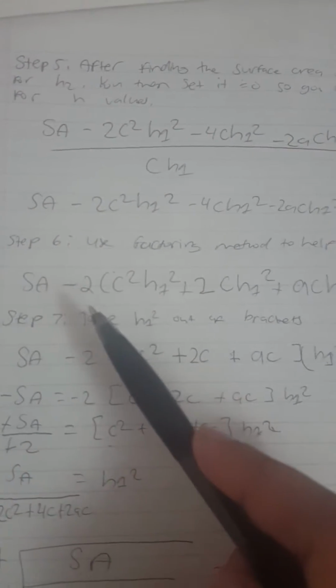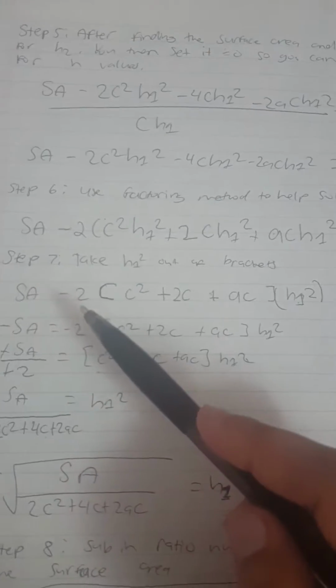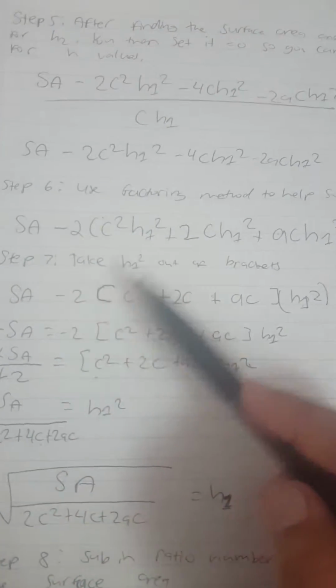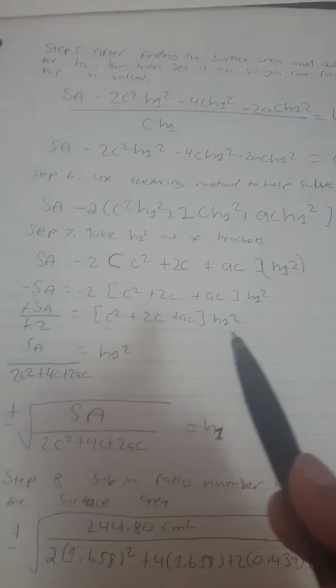Now, you're going to use the factoring method and factor out whatever you can. When I factor it out, I get negative 2 out. So it's going to be surface area equals negative 2 times C squared H1 squared plus 2CH1 squared plus ACH1 squared. After negative 2, there is CH1 squared, so it's negative 2 times C squared plus 2C plus AC, and I take the H1 squared outside. So these two are going to multiply by each other. I bring surface area to the other side, and then I divide by negative 2, so negative and negative cancel out. All you have remaining is C squared plus 2C plus AC multiplied by H1 squared.